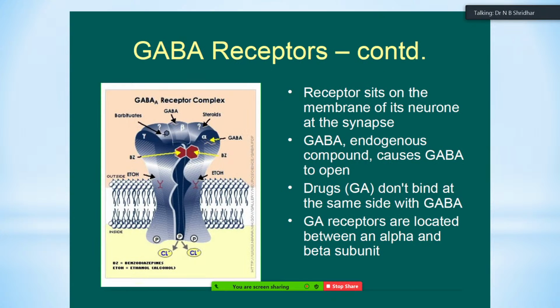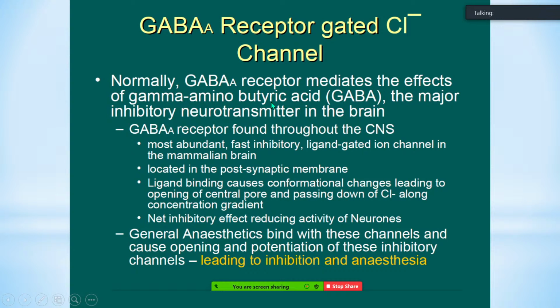Here you can see the GABA receptors binding with the barbiturates at a specific site, whereas the steroid type of anesthetics and GABA bind with the alpha, gamma and beta subtypes. Then ethanol acts on the base of this GABA receptor complex.